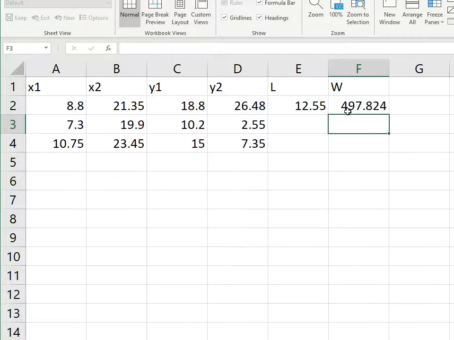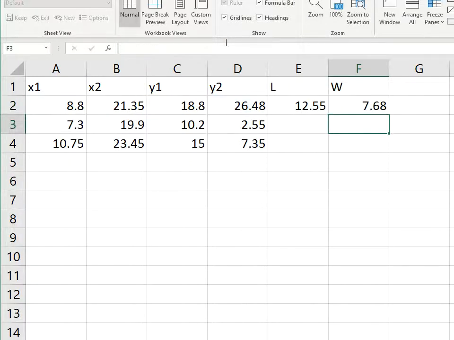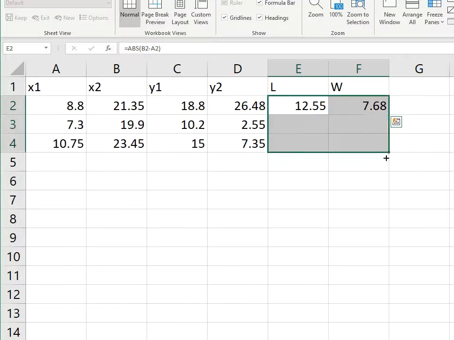And you can see, really, what did I do? Oh, I multiplied instead of subtracting. Okay, so then I can copy both of those down and get the length and width from the different trials.